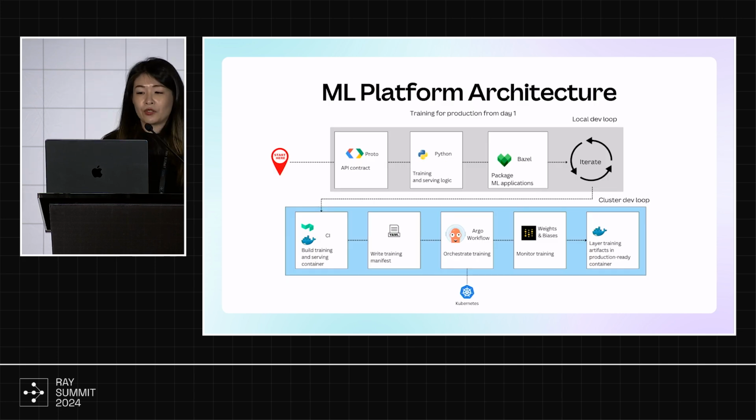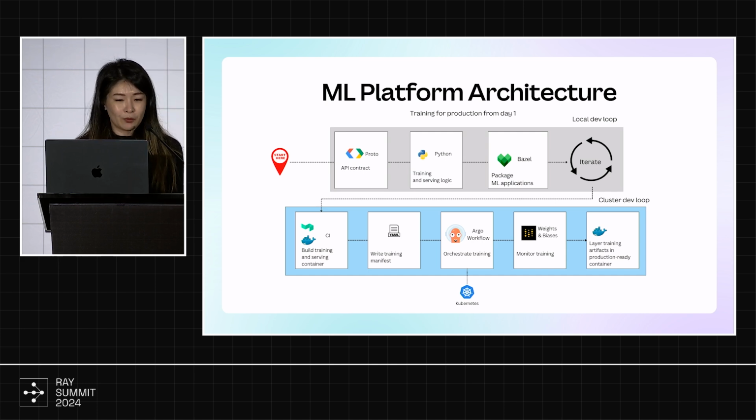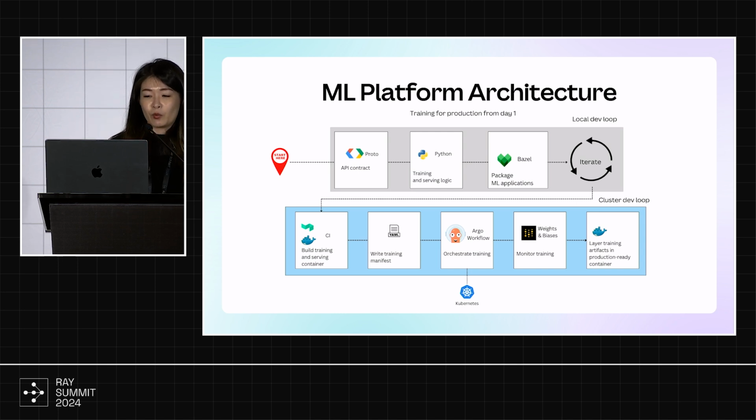A quick overview of our ML platform architecture. This is the typical process you will follow when building a model that is intended to be productionized at Canva. So you start with this proto file. I'm not sure if any of you has heard of that before. It's like an API contract. You would define the schemas of your model server's inputs and outputs. And then next is your training and serving logic that is written in Python. And then we would use Bazel to package everything up. You would iterate these steps as a local dev loop.